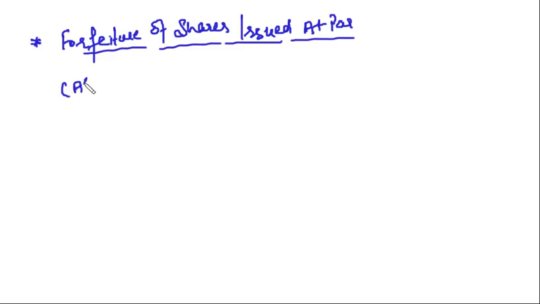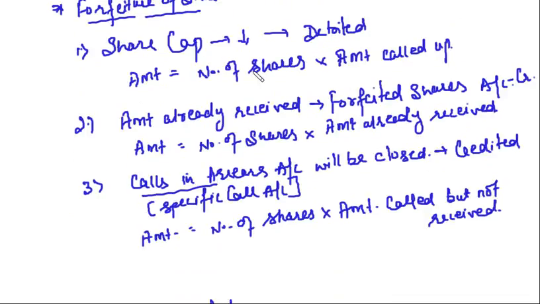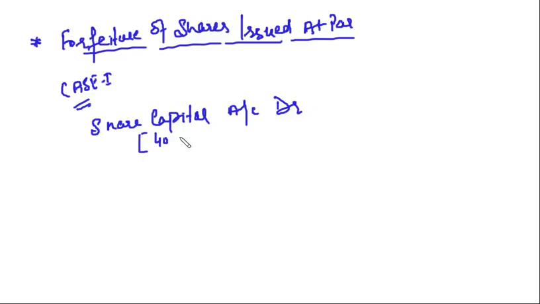Case 1. What is the account that is to be debited? Share capital will reduce. Right? So I will say share capital account debit. Now with what amount it will be debited? 40 shares multiplied by what is the amount called?